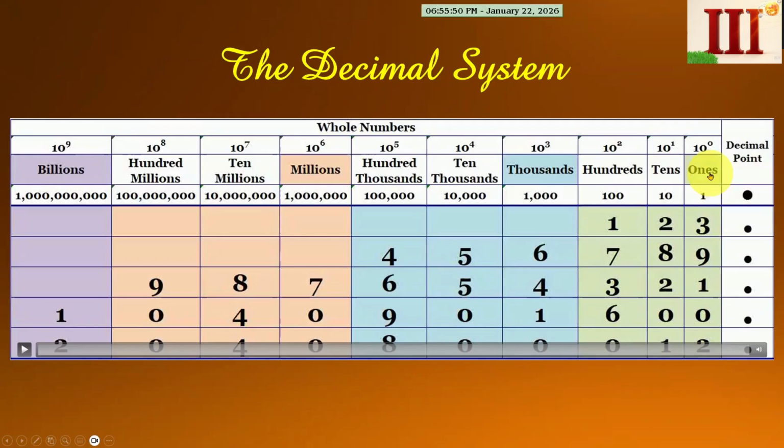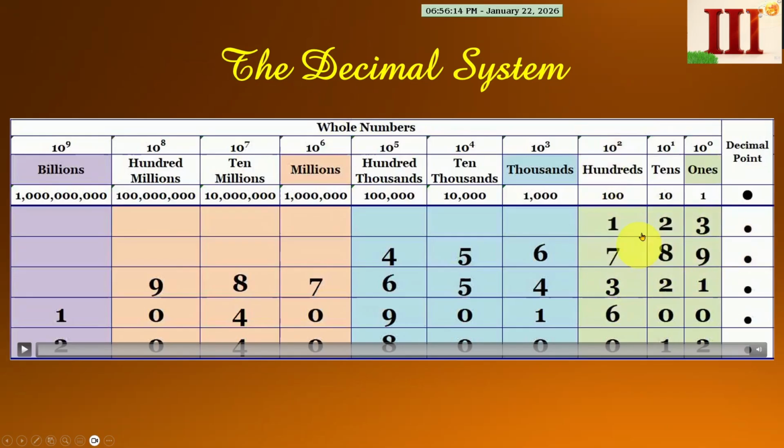We were taught the column headings: ones, tens, hundreds, thousands, tens of thousands, hundreds of thousands, millions, tens of millions, hundreds of millions, billions, and so on and so forth. Notice that I have a color code for every set of three digits.